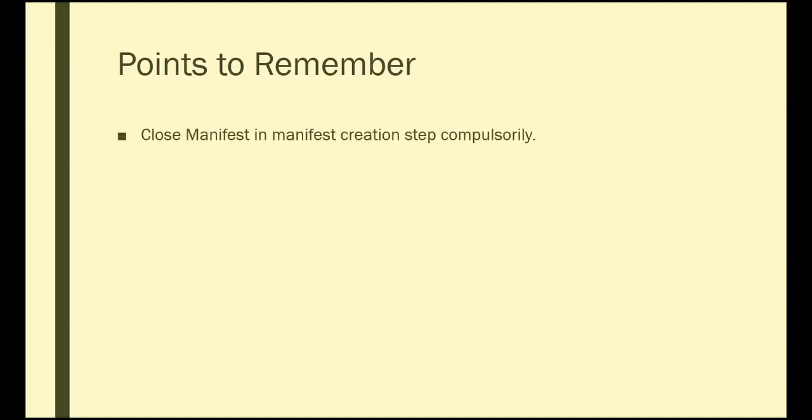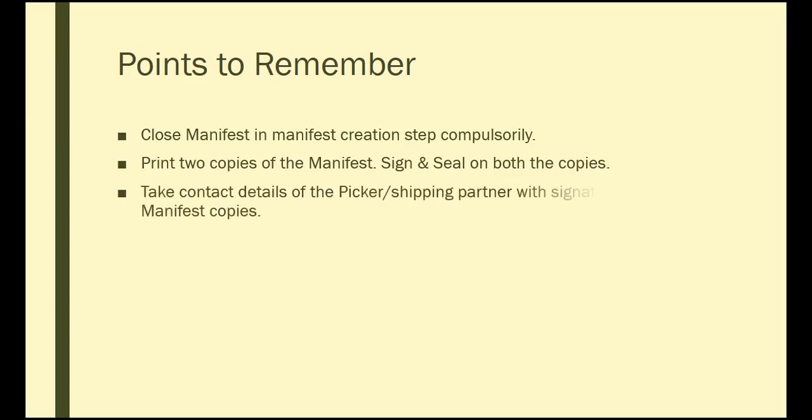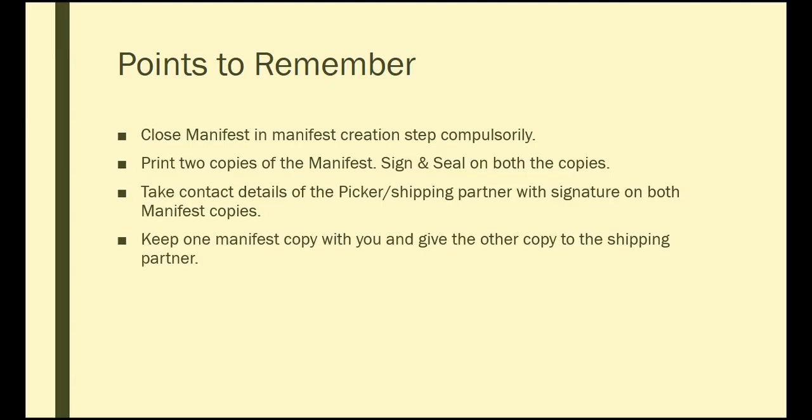Close manifest in manifest creation step compulsorily. Print 2 copies of the manifest, sign and seal on both the copies. Take contact details of the picker or shipping partner with signature on both manifest copies. Keep one manifest copy with you and give the other copy to the shipping partner.